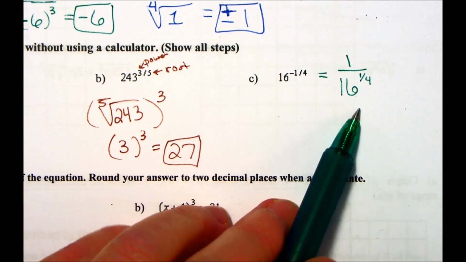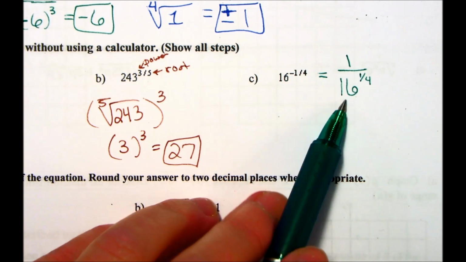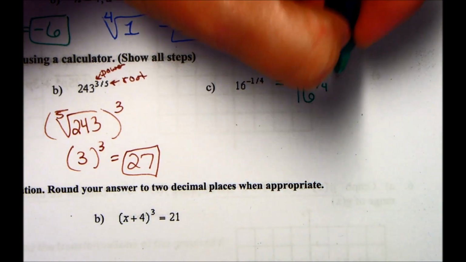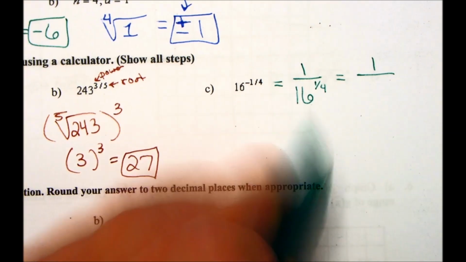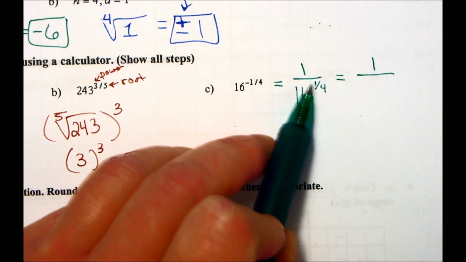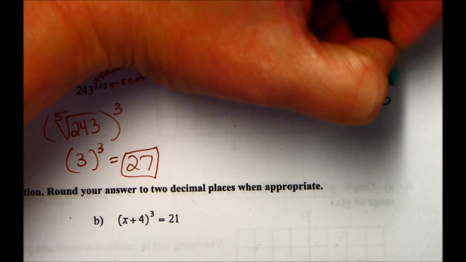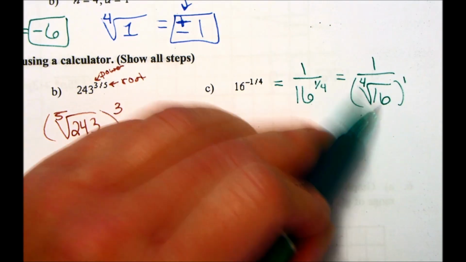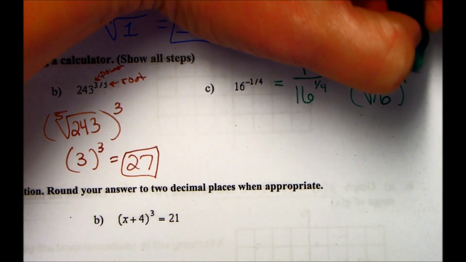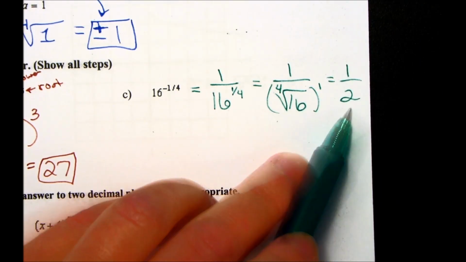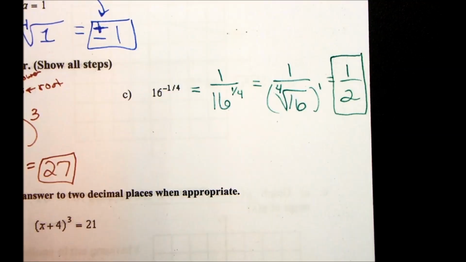So once we move that over, we put that 16 to the 1/4 power in the denominator. Now it becomes positive. But we're not quite done. Now we want to simplify this denominator. So 16 to the 1/4 power is the same as the fourth root of 16 taken to the first power. So the fourth root of 16, you should know, is 2. And then if you take that 2 to the first power, that's not going to change anything. So your answer is just 1/2. So that's your simplified expression.